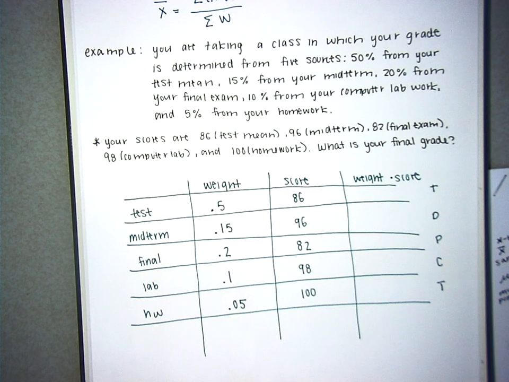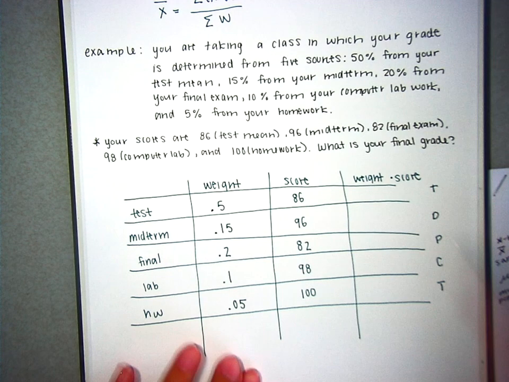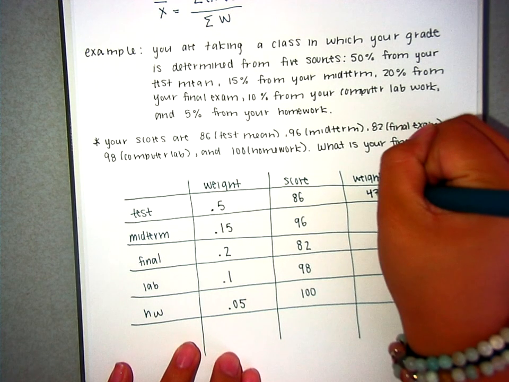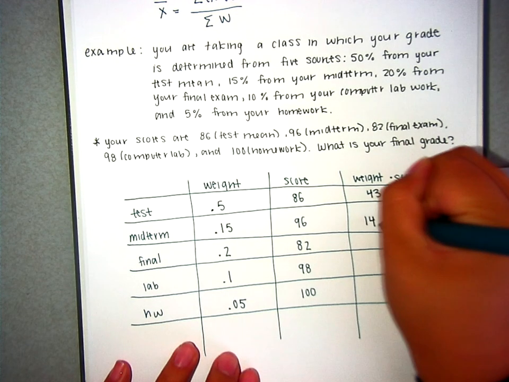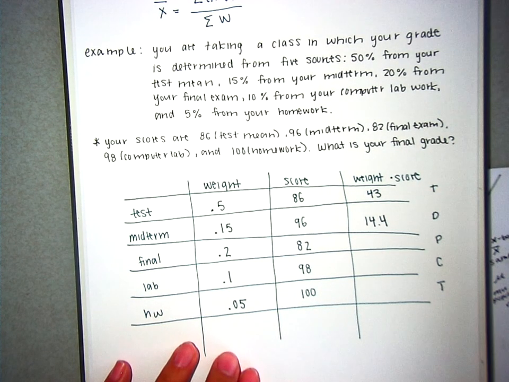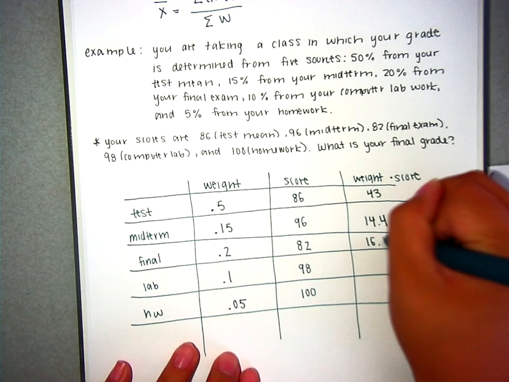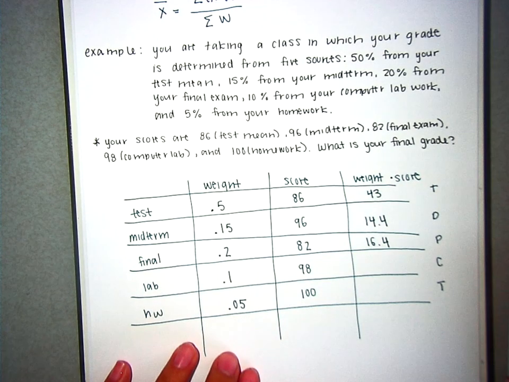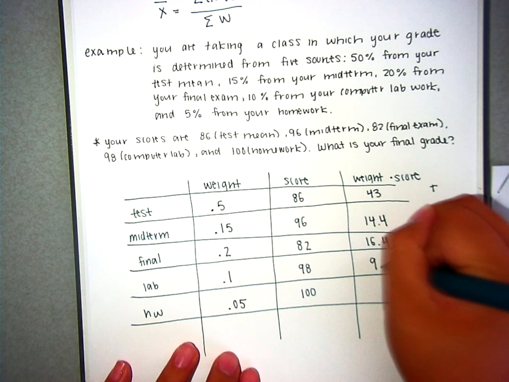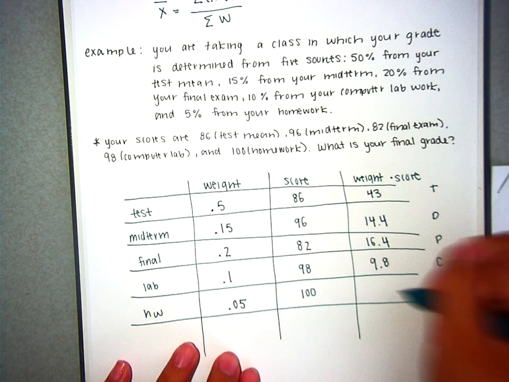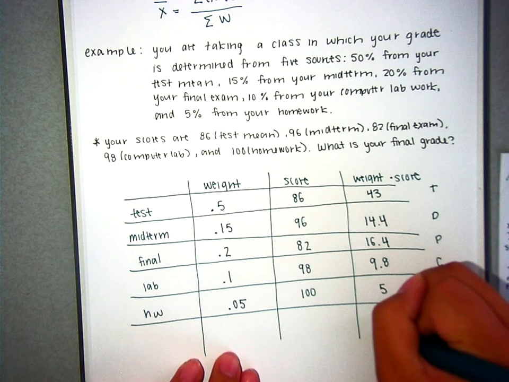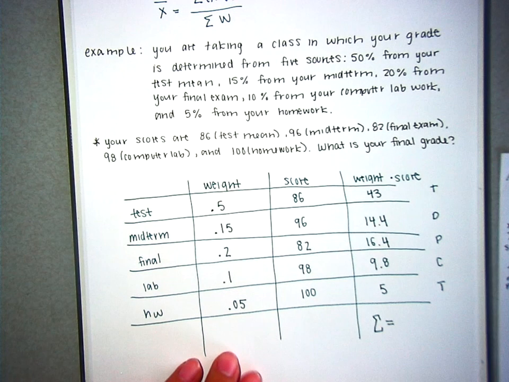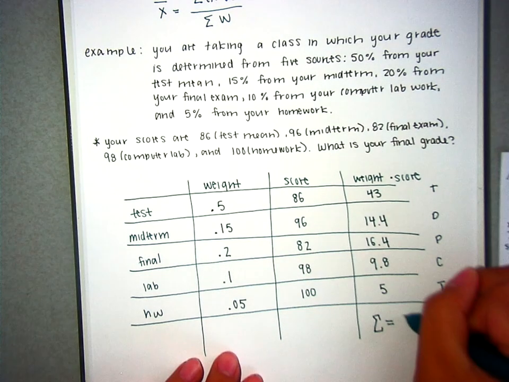Are you ready? What'd you get? 43. 14.4. 14.4. 16.4. 9.8. Okay. 5. 5. Yes. Chevelle, could you add all those up for us? 88.6. The 88.6 is correct.